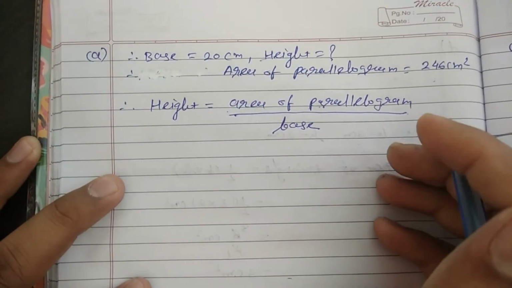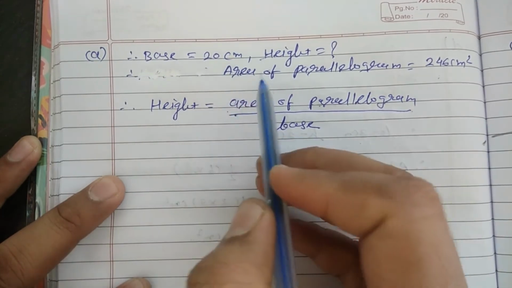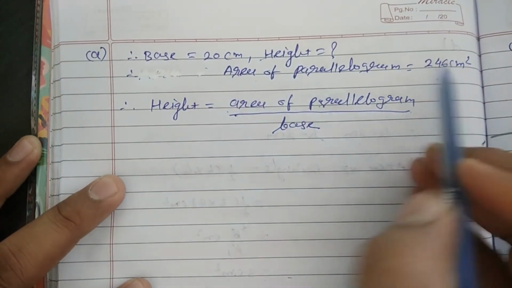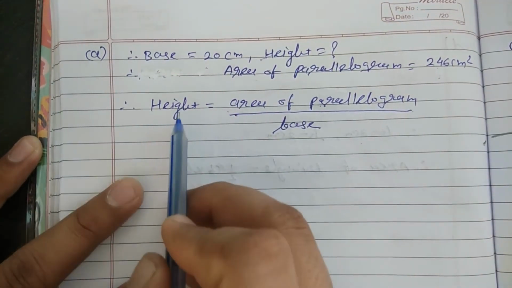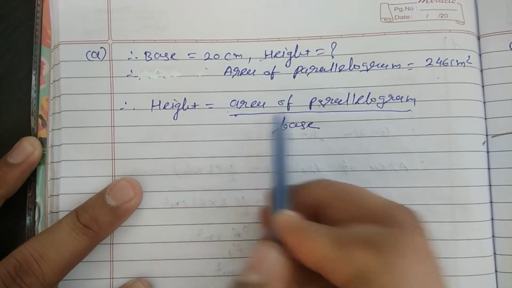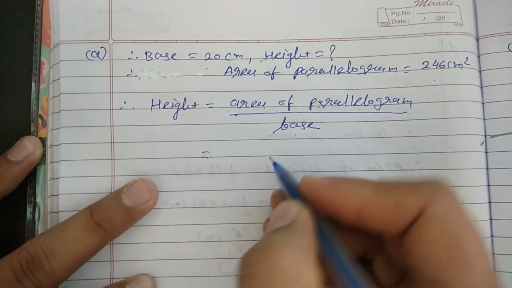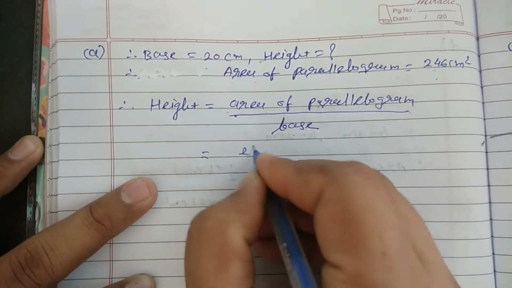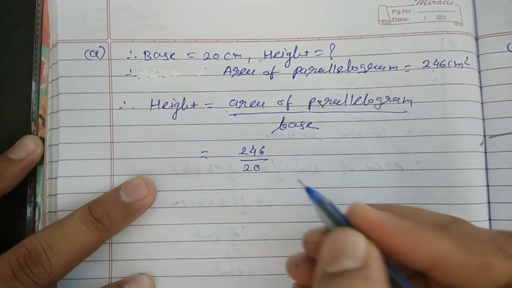So sum A. Here base is given 20 centimeter and area of parallelogram is given, that is 246 centimeter square, and we have to find the value of height. So we will use this formula: height is equal to area of parallelogram divided by base. So here we will put the values. Area of parallelogram is given 246, divided by base, which is given 20.